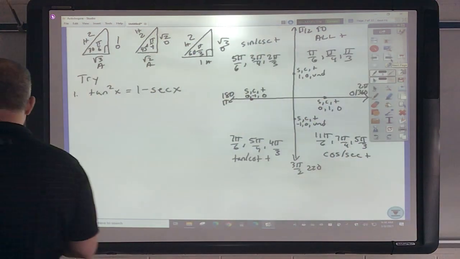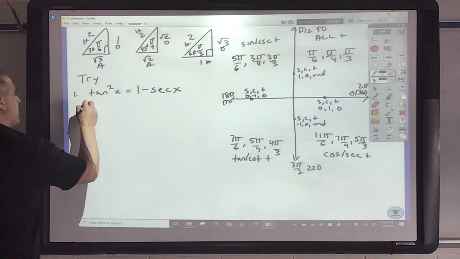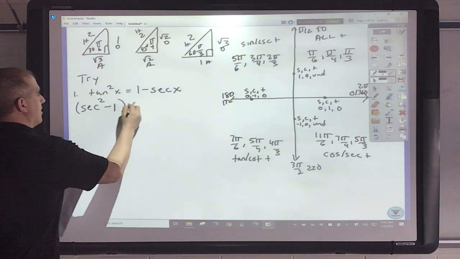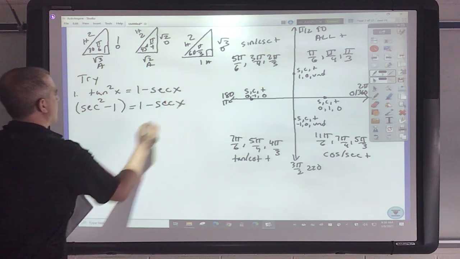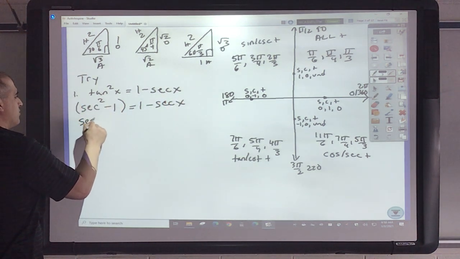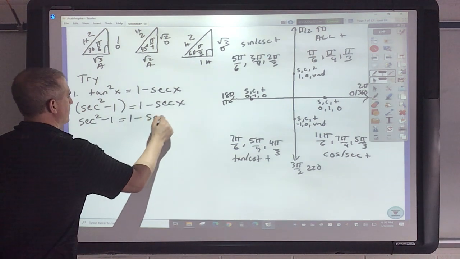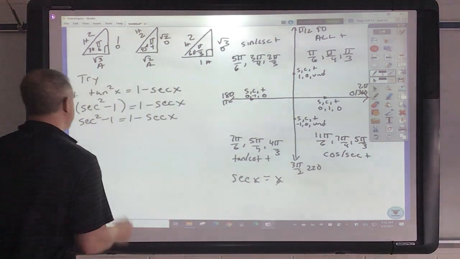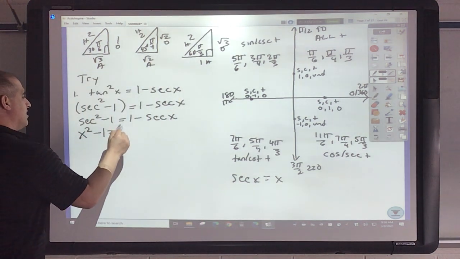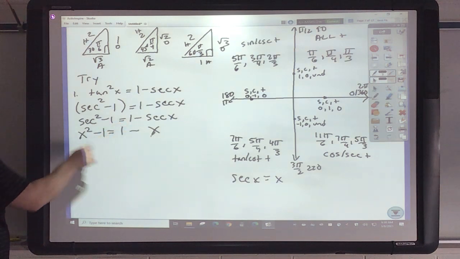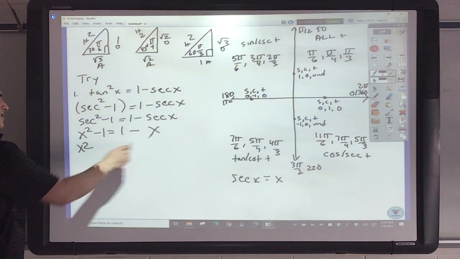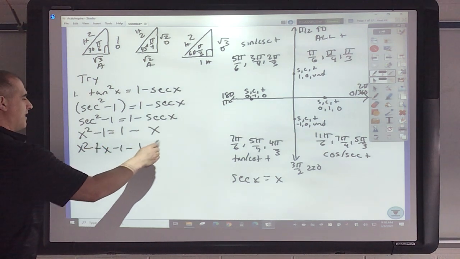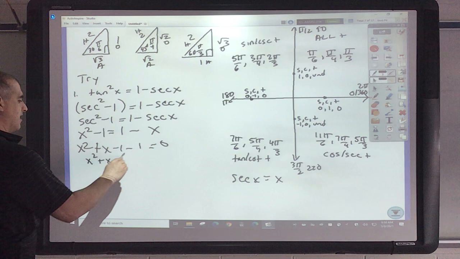So I'm going to substitute for tangent squared. Tangent squared is equal to secant squared minus 1. Okay? All right? And now I got everything working here. There's nothing to multiply, so I can just do secant squared minus 1 equals 1 minus secant of x. So I'm going to go ahead and say secant of x is equal to x, to make things easier. So I got x squared minus 1 equals 1 minus x. I want to bring everything back over. So that's x squared. Negative x would come over as positive. This would come back as negative. If I combine those two, I get negative 2 equaling 0.